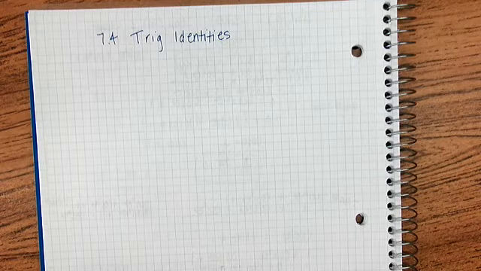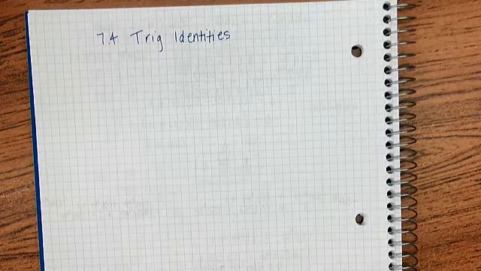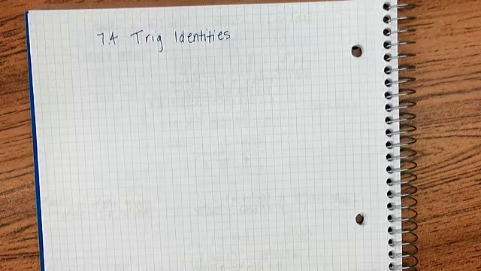All right, Spartan fans, section 7.4, trig identities. Identities are a fancy way of saying that we're going to do proof. I think that you're going to find this to be a lot easier than the proof that you do in geometry honors, but it is proof nonetheless.